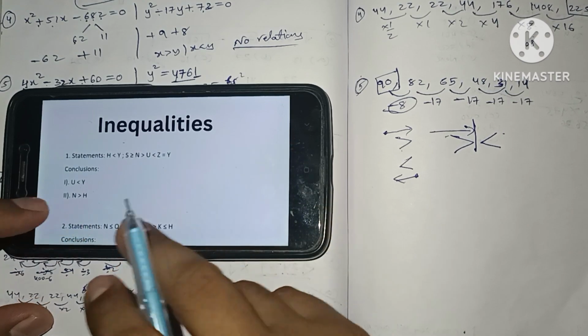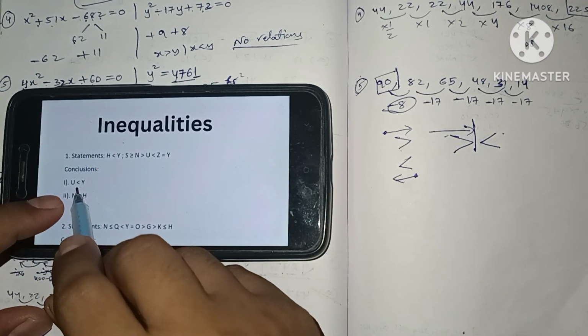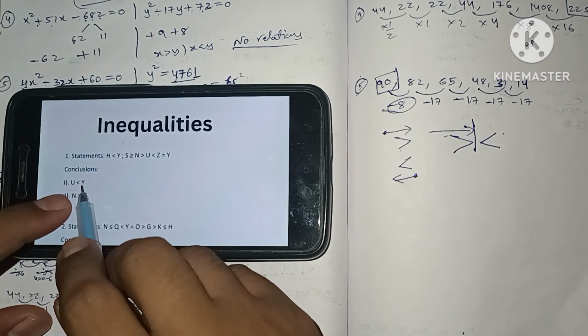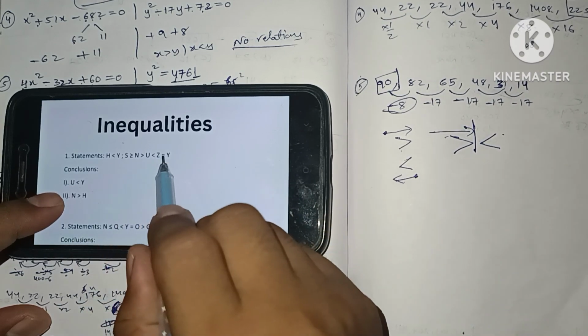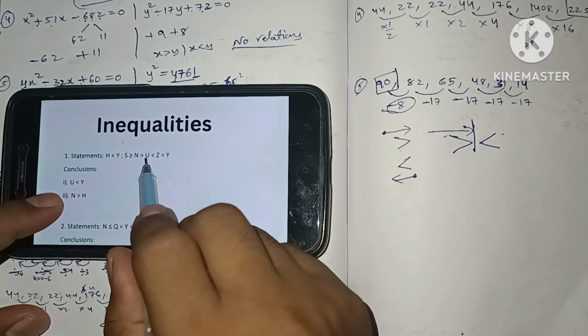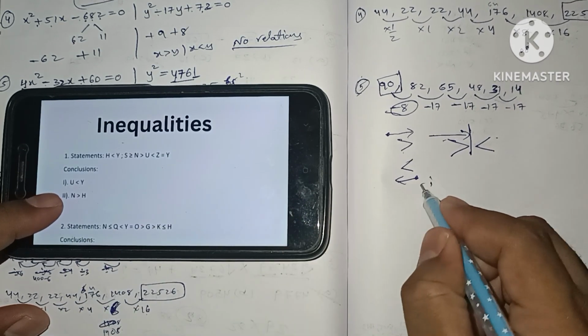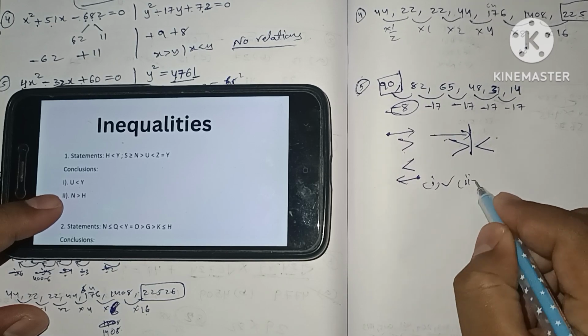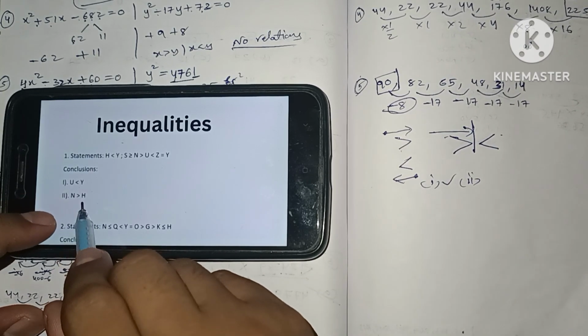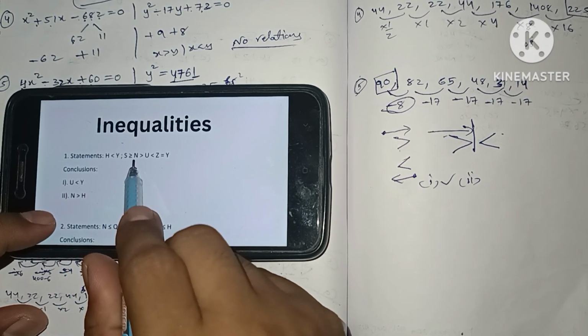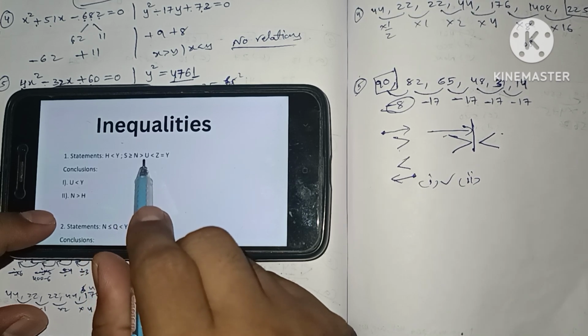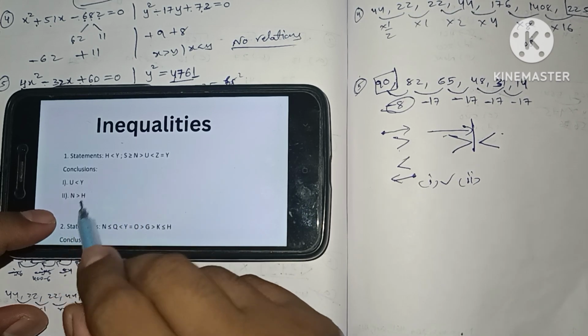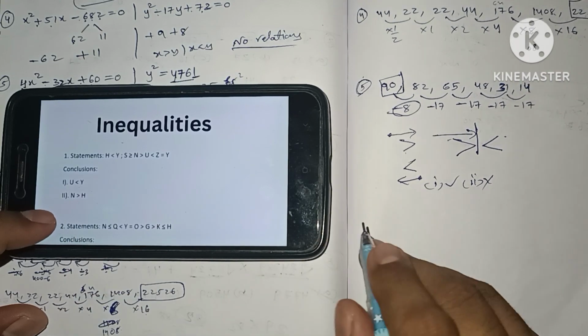Let's start with the questions. First question, first conclusion. The flow from Y to U, from Y we can reach to U, it is possible. So first conclusion will be true. Second conclusion, the flow from N to H, from N we can reach to U, but none of the other is possible. So second conclusion will be false.